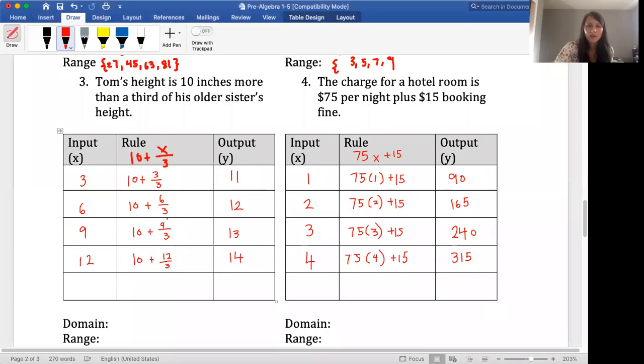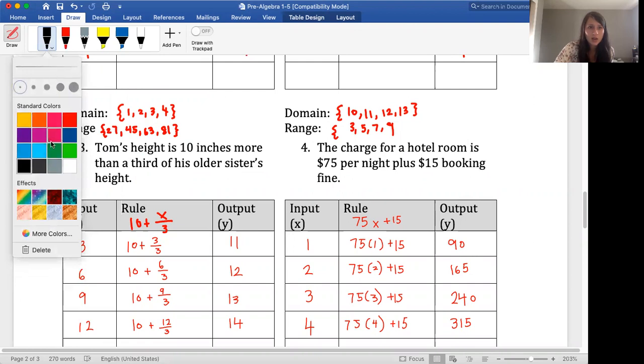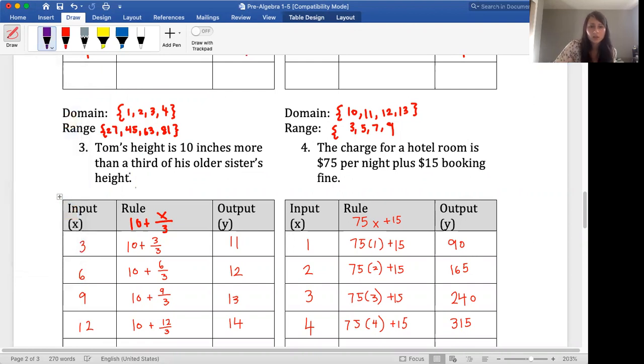Okay, let's take a look at what you guys got. Now, these were harder equations to write out, at least number 3 was. So let's take a look. Tom's height is 10 inches more than a third of his older sister's height. So think of a third of his older sister's height. You could write it as 1/3 times his sister, or you could write it as his sister's height divided by 3.